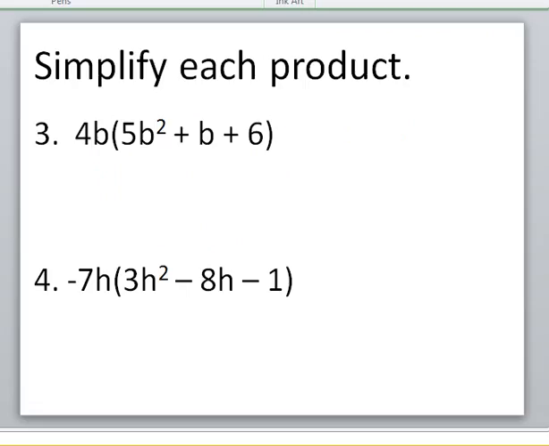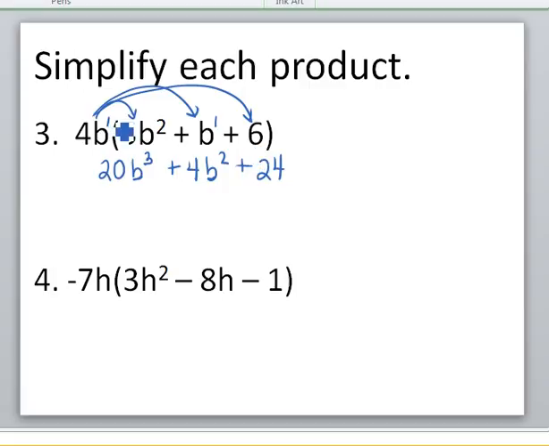With some more examples here, now we're going to take a monomial and distribute it through the polynomial. So what I have is 4 times 5, which is 20. B times b to the second, this is b to the first. So I'm adding 1 plus 2, which would be b to the third. Bring down your plus sign. 4 times 1 is 4. B to the first times b to the first is b to the second, because you're adding 1 plus 1. Plus 4 times 6 is 24. And I carry my b through. There's nothing that can be added together. None of those are like terms, so that is my answer.